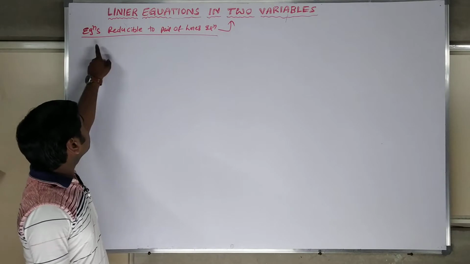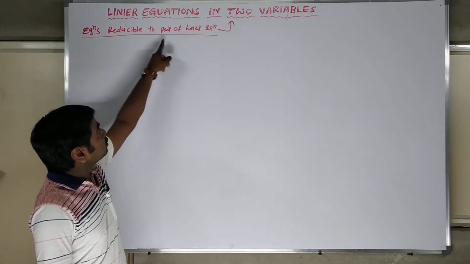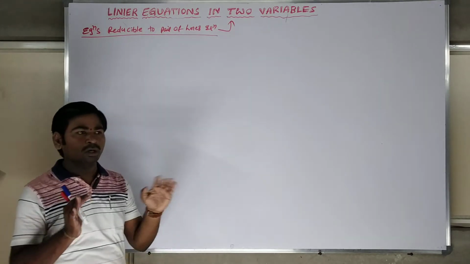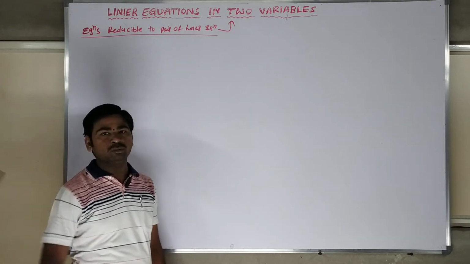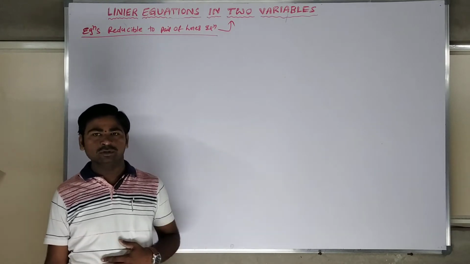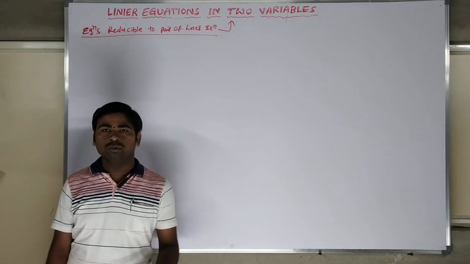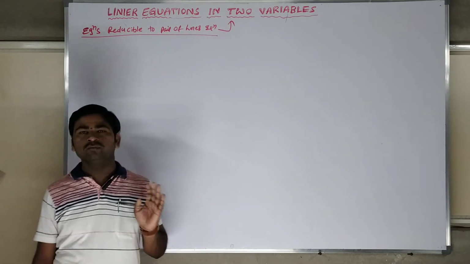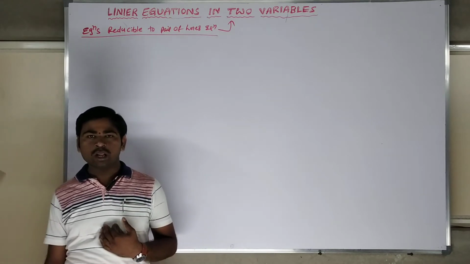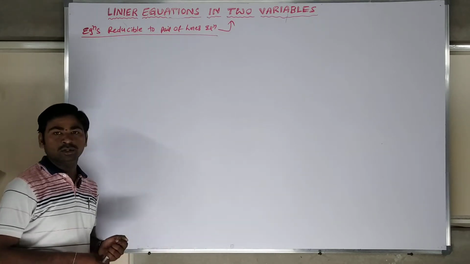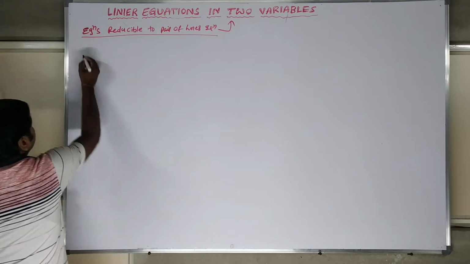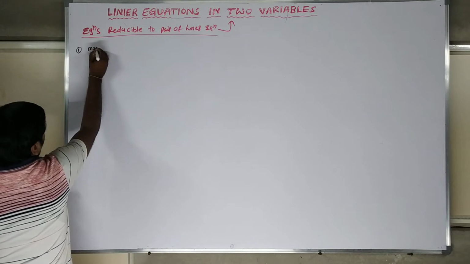That's what I wrote as the heading: equations reducible to a pair of linear equations in two variables. Some questions might not look easy to solve as pairs of equations in two variables, so you need to convert them into our required form. I'll take some complex models. In this chapter, 3 or 4 models will be there. I'll take them one by one and explain with better examples. So we will go for model 1 problem.